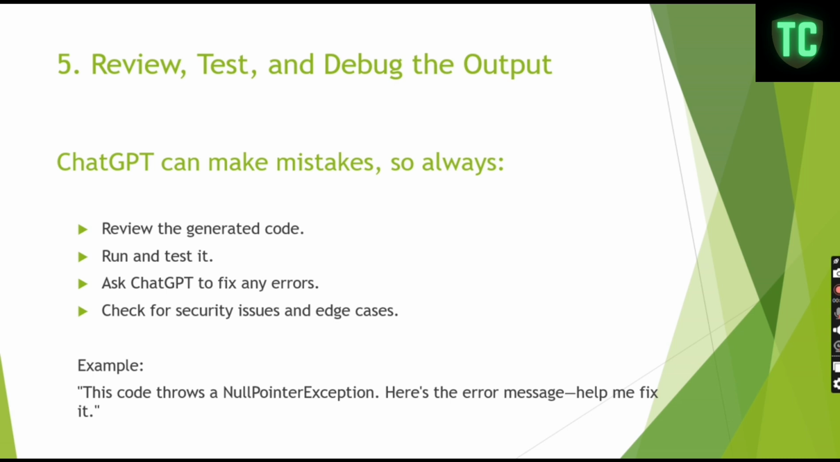Check for security issues and edge cases. If you need to check security issues or edge cases, you can also tell ChatGPT to review and correct them. It will help you solve those issues and cases. For example: this code throws a null pointer exception, here is the error message, help me fix it. When you get an error on your console, you can copy and paste it to ChatGPT. It will help you understand the exact issue or error when you run or test it. It will explain it to you and help you correct the error.